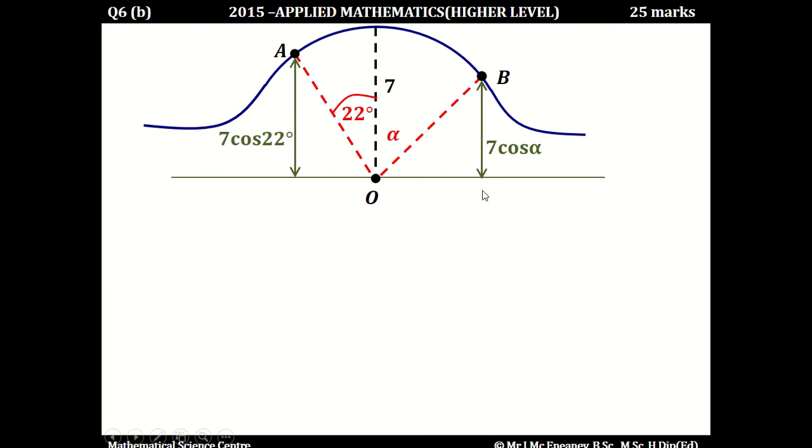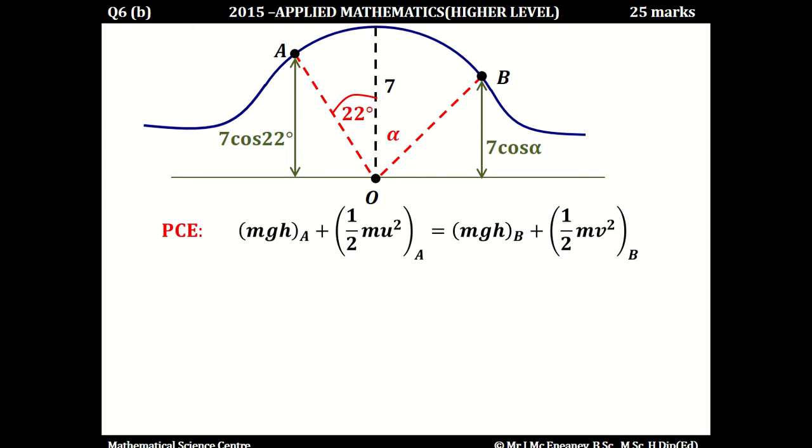So we're going to first of all start by using the principle of conservation of mechanical energy. And PCE states that the total energy at A equals the total energy at B. Now at A we've got both potential energy and kinetic energy, and at B we've got both potential energy and kinetic energy. Now we do know that u equals 8, the speed at A was 8. And we do know that h for A is 7 cos 22 and h for B is 7 cos of alpha.